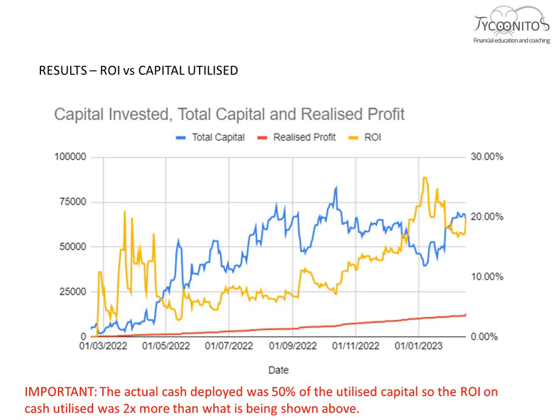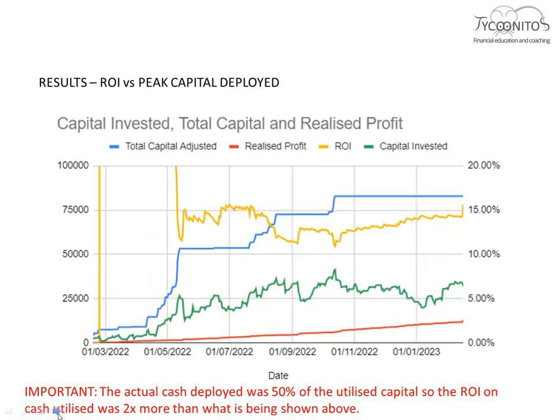It is highly recommended that you don't utilize more than 50% of your capital. So that's why for this calculation I multiplied the actual cash that I deployed by 2, and that is being represented by the blue line. So if we take a look at the 20% return on the capital invested, then it actually means 40% plus return on the cash that I used. I hope it makes sense. So let's move on to the next slide.